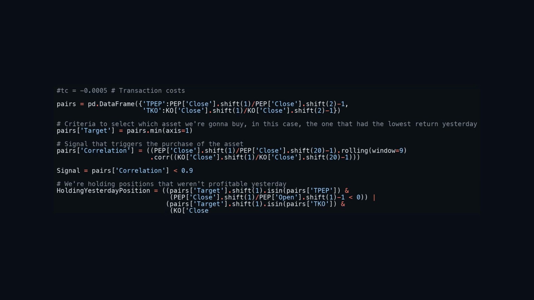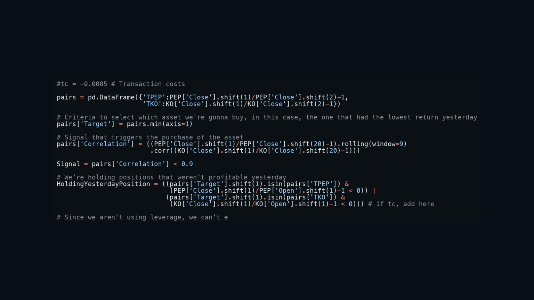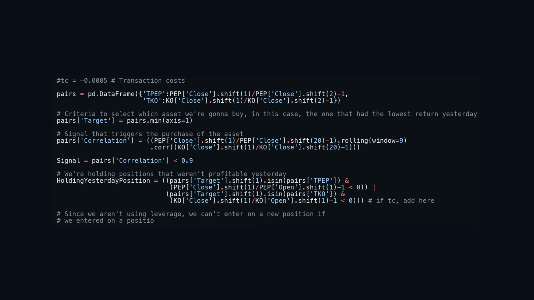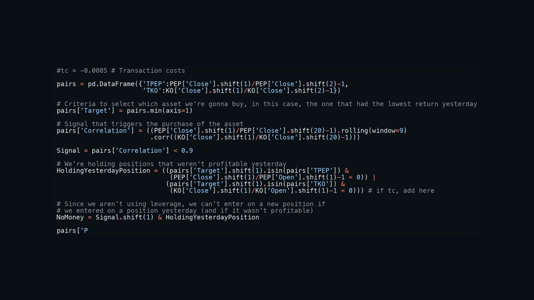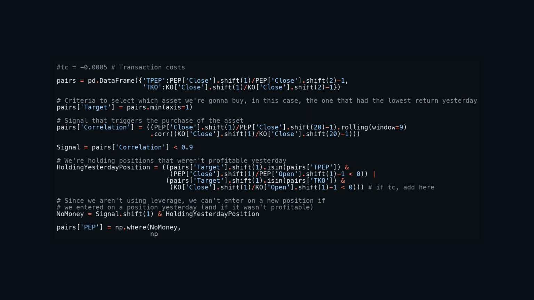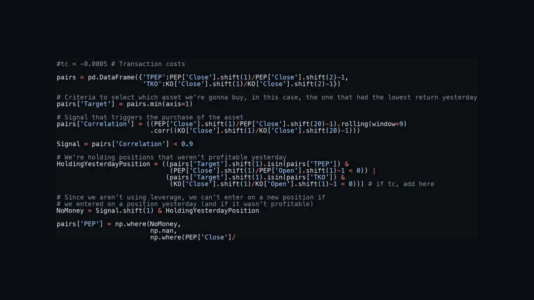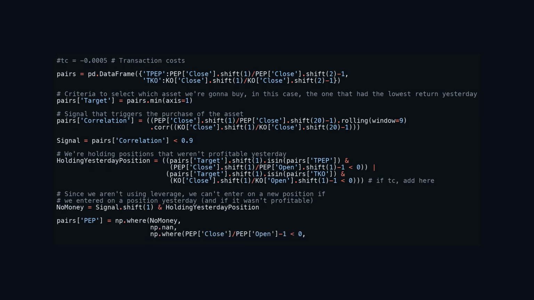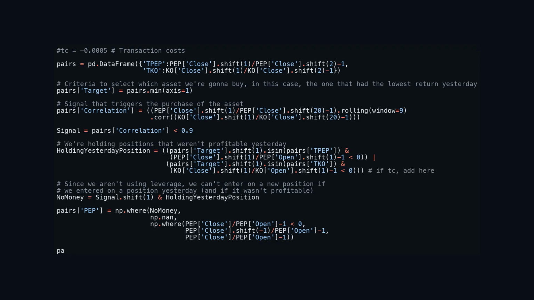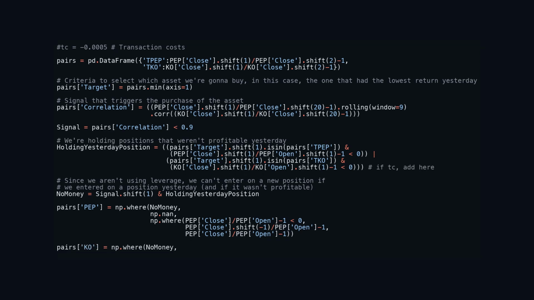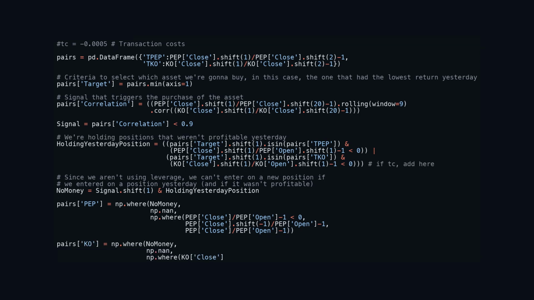It checks for any unprofitable positions from the previous day, tracked by the holding yesterday position variable. If a purchase signal exists but there are existing unprofitable positions, the no-money variable prevents new entries. Subsequently, the code determines returns for each stock based on the no-money condition. If there is no money available, it assigns NaN for no trade, otherwise, it checks today's return, using the next day's return when today's is negative.